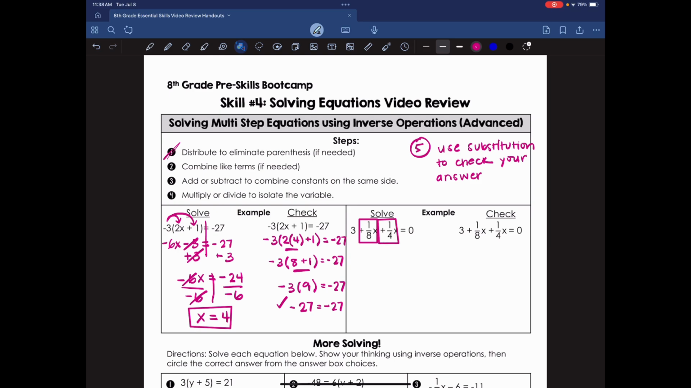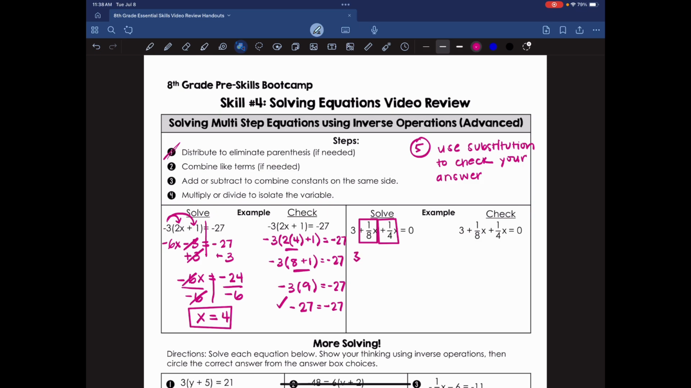But to be able to add fractions, I need to have a common denominator. So I need to think about, what do 8 and 4 both go into? Now, there are a variety of common denominators you could use, but we want to try and find the smallest common denominator just to make our calculations easier. So I know that 8 and 4 both go into 8, which is great because that means I don't actually need to change that first fraction.